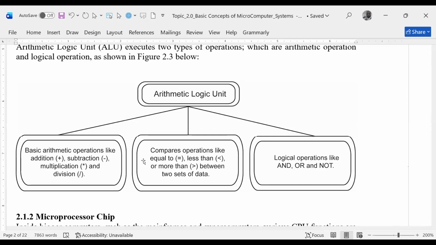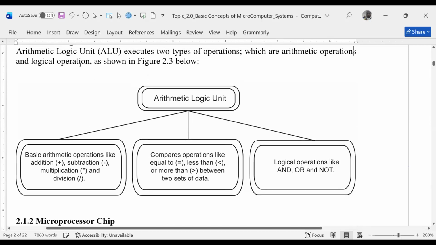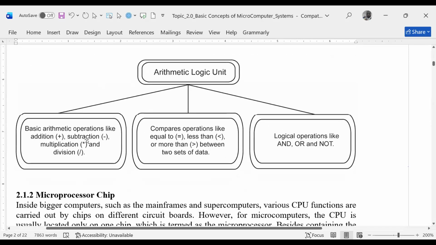Then the last one here is logical operations, such as AND, OR, if not this, or this and that. Such logical operations are done by the ALU. So the ALU performs these logical operations and arithmetic operations in computing. So you should know that now we have gone to a different level.